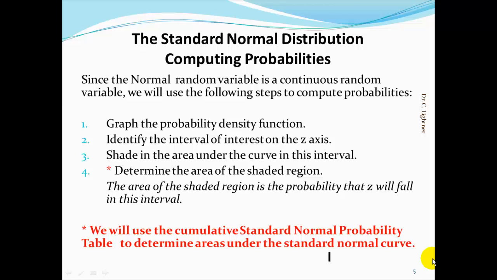Recall our steps for computing probabilities for continuous random variables. In step 1, we graph the probability density function. In step 2, we're going to identify the interval of interest on the z-axis. In step 3, we're going to shade in the area under the curve in this interval. And in step 4, we'll determine the area of the shaded region. We will use the cumulative standard normal probability table in order to determine the areas under the standard normal curve.